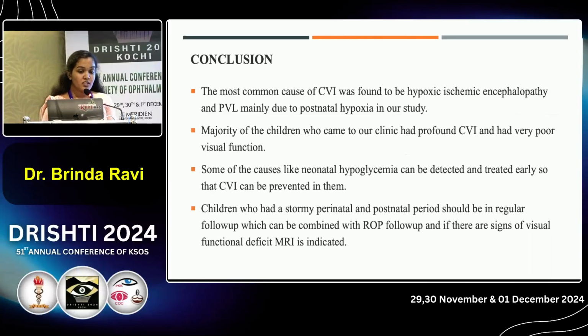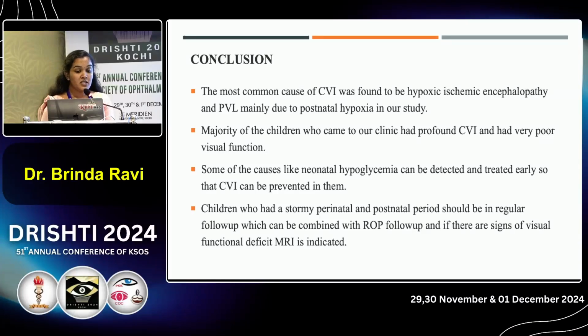So to conclude, the most common cause of CVI was found to be hypoxic ischemic encephalopathy and periventricular leukomalacia, mainly due to postnatal hypoxia in our study. Majority of the children who came to our clinic had profound cerebral visual impairment and had very poor visual function. Some of the causes like neonatal hypoglycemia can be detected and treated early so that CVI can be prevented in them.